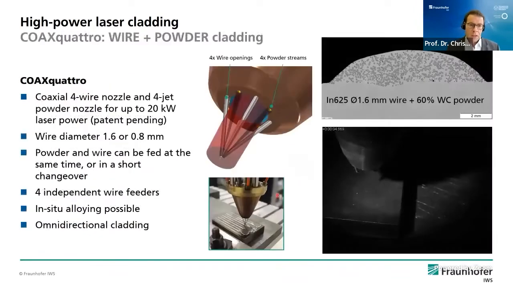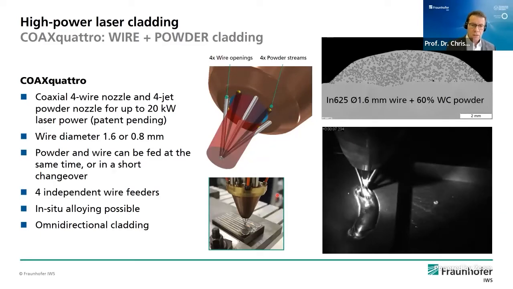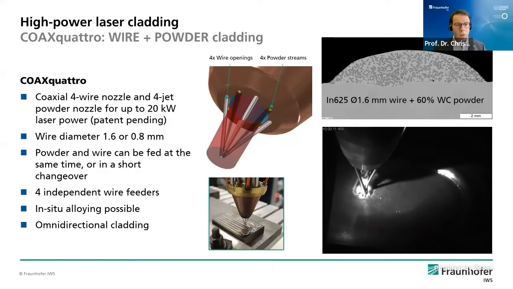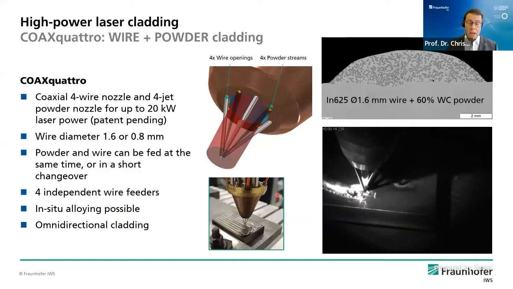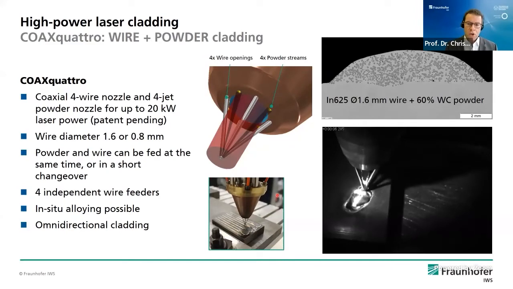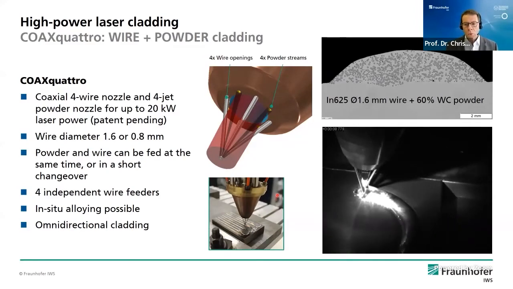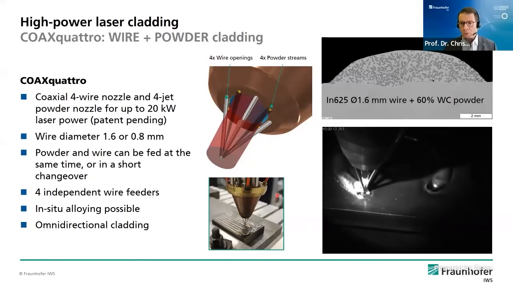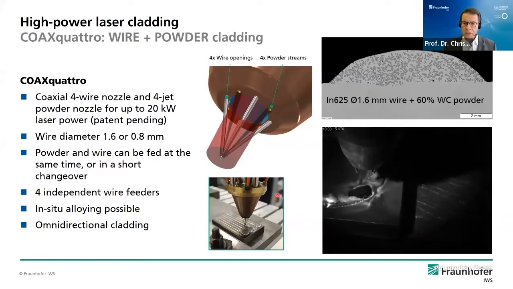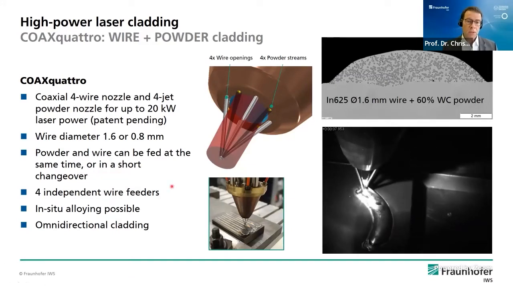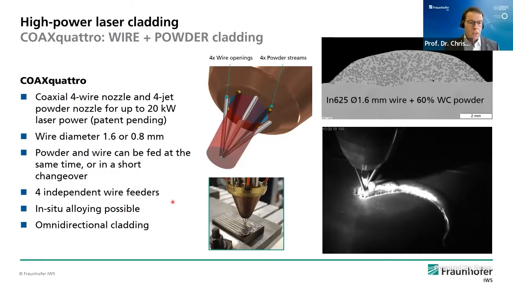As you can see here, 650 centimeters square per minute is what we have achieved in the laboratory so far. Now, again, the latest development in order to further push the envelope of high speed and high power cladding, I should better say, is the coax quattro development, where we introduce wire and powder in the cladding process. This gives us a high degree of freedom and the possibility of using high power lasers.